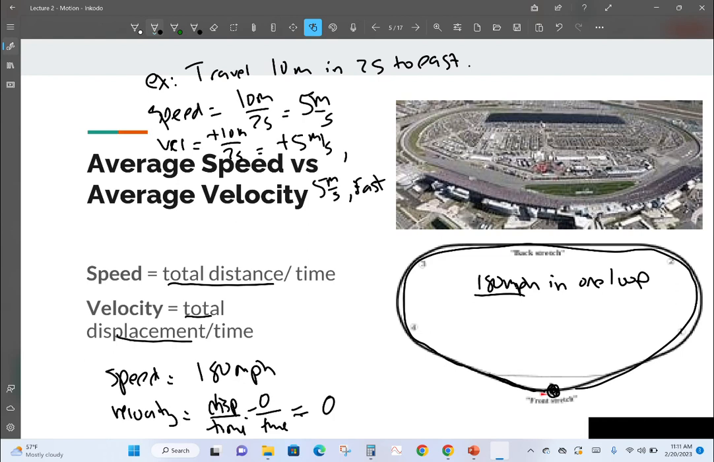So the only way for them to have the same magnitude would be for them to be traveling in the same direction for the same amount of time. But when you start changing directions, you're not going to have the same value for average velocity and average speed, because your distance and displacement are going to be different.